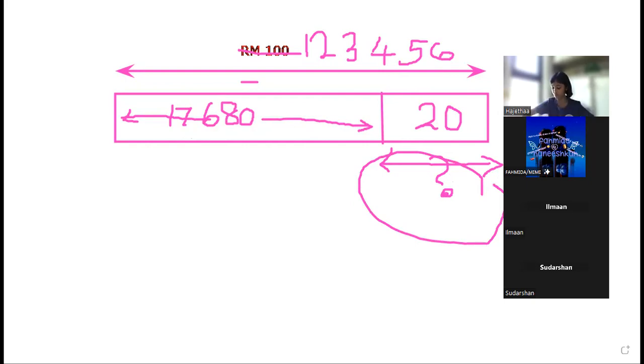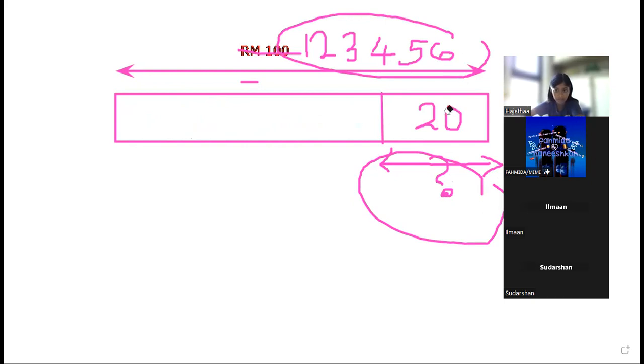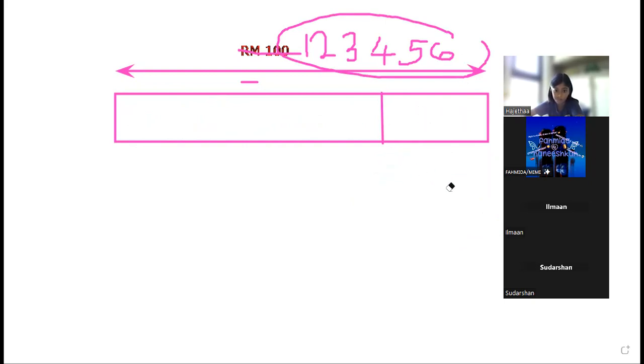Now, sometimes stories can get a bit more complicated. Okay, I'm going to erase all this. I have so much amount of money. Say Aloysius has 123,456 ringgit. Hajita has maybe a certain amount lesser than Aloysius. Maybe Hajita has 100 ringgit less than Aloysius. This is a common kind of question they would give you, Hajita so and so has something less.